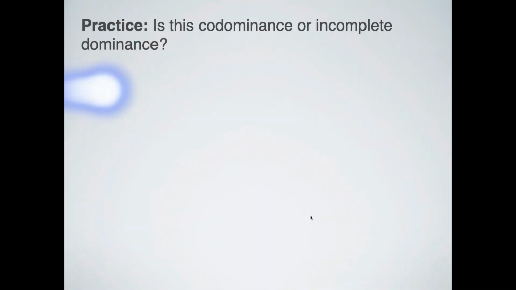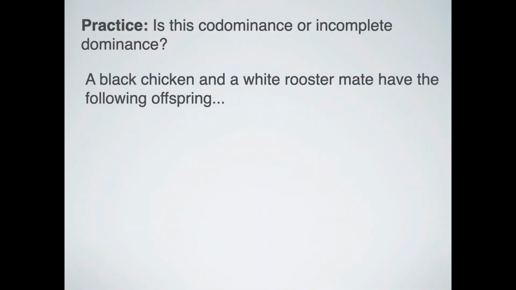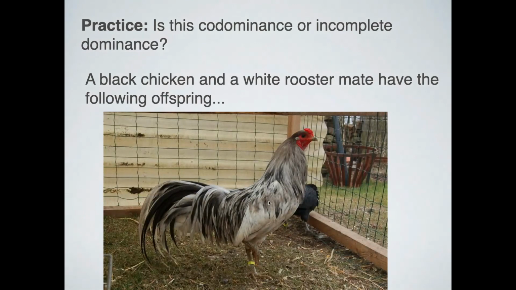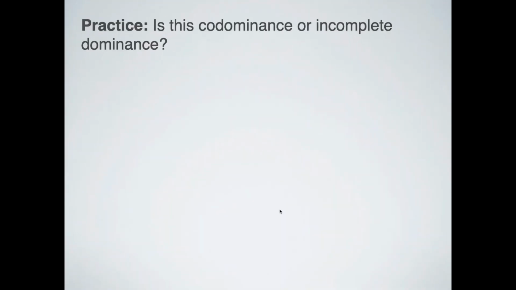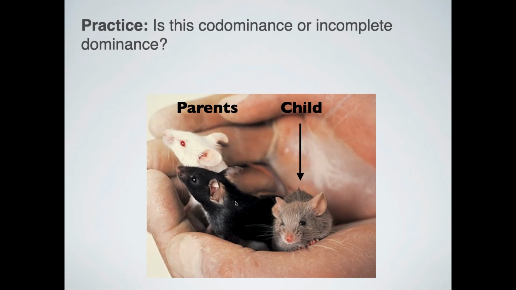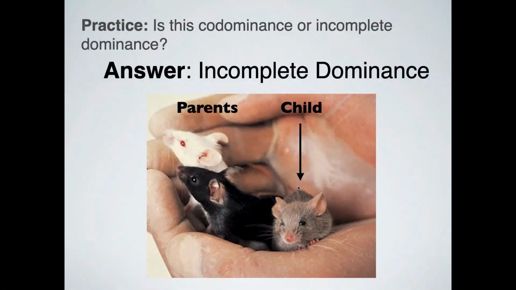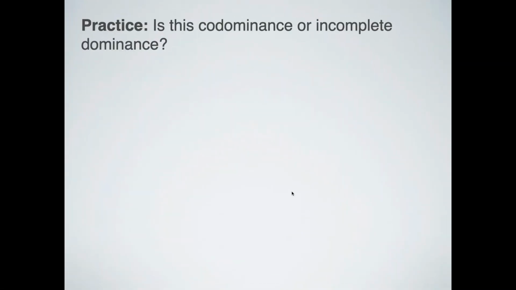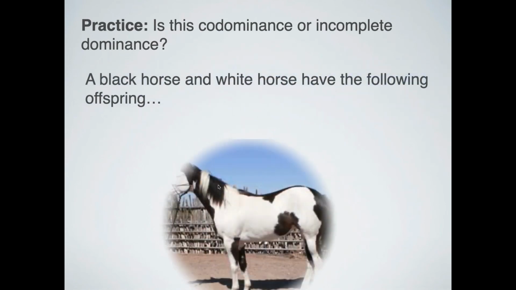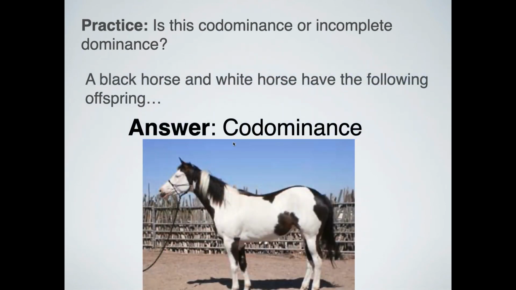We have a black chicken and a white rooster. They mate and they have the following offspring. That's an example of codominance. Here we go again. We have some mice. That would be an example of incomplete dominance. Black horse and white horse have the following offspring. That would be codominance.